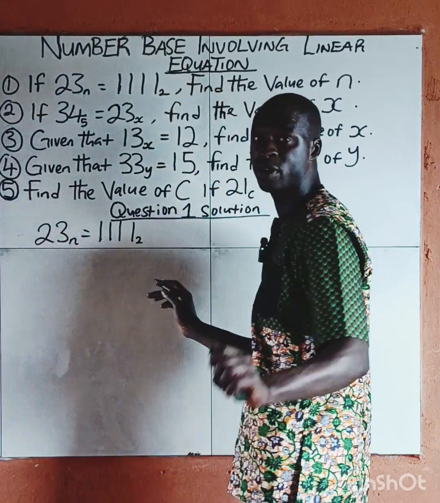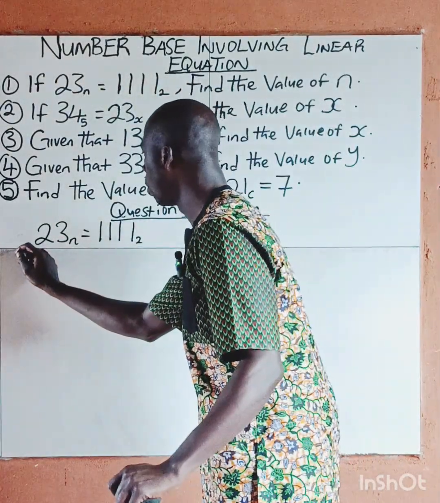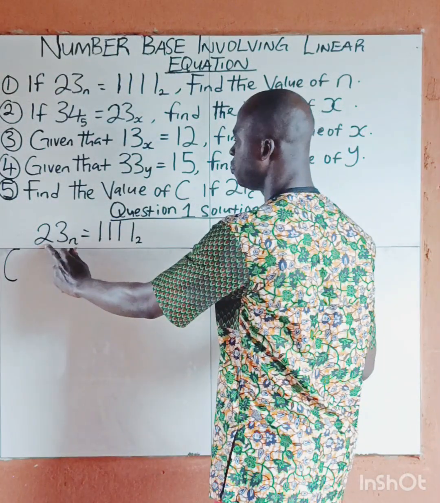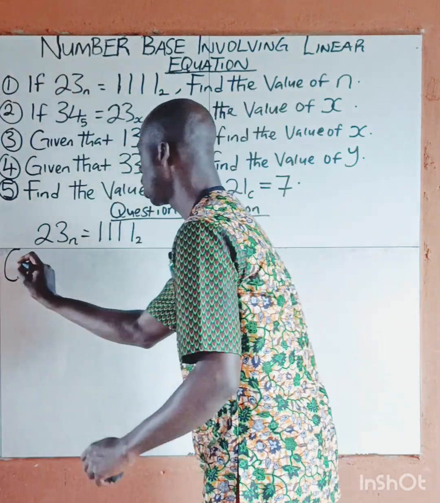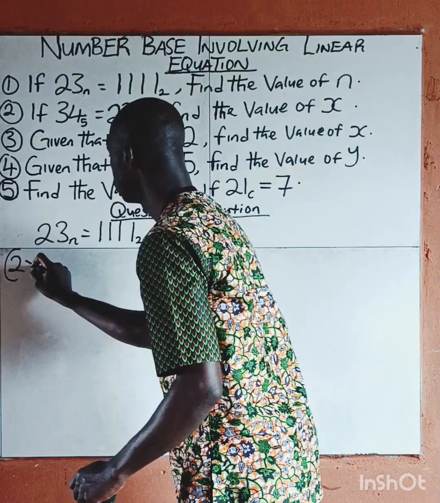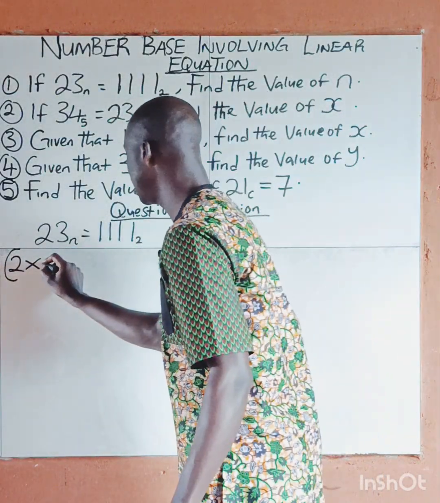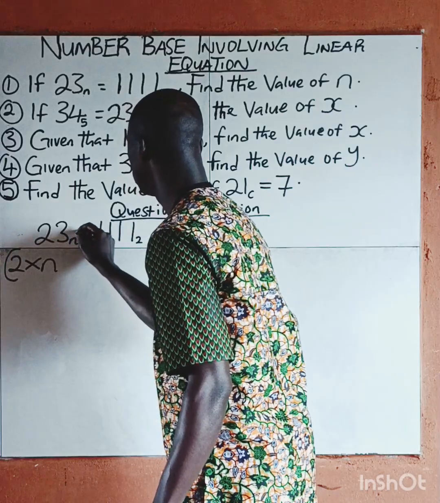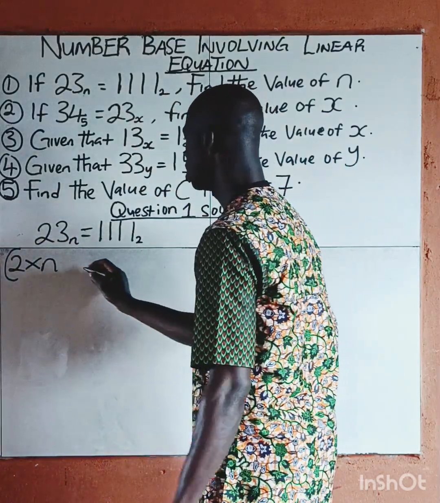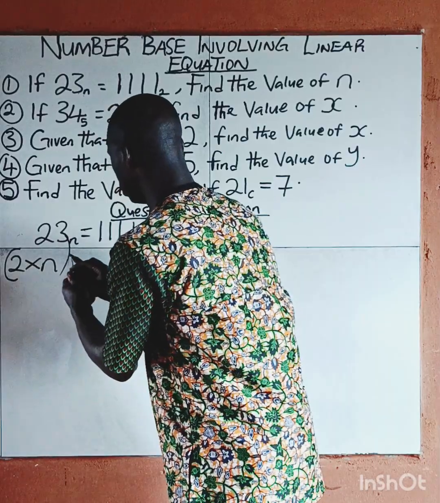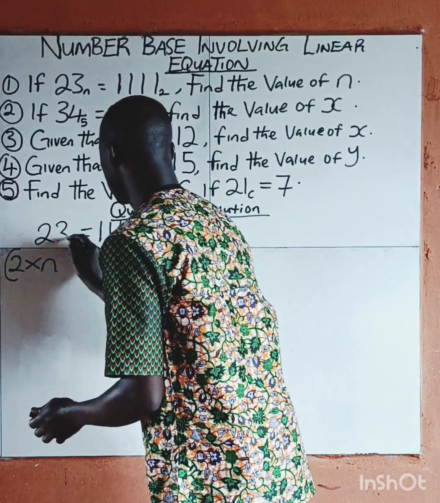So let's go. The very first thing you need to do is to come here and open a bracket. I believe it's not difficult to open a bracket. What is the first digit you have? It is 2. I'm going to write the 2 right here. Clearly, what is your base? Your base is n. I'm going to write the n. Next, I'm going to close this bracket.